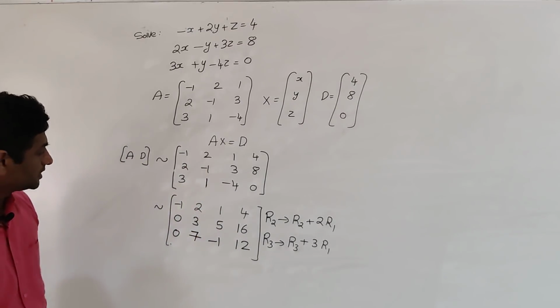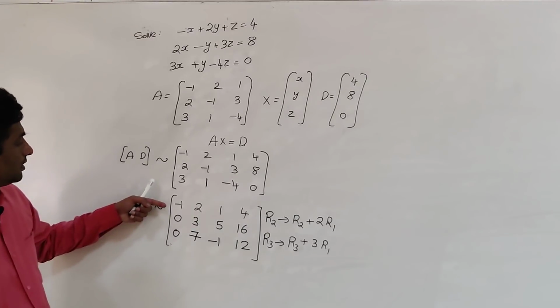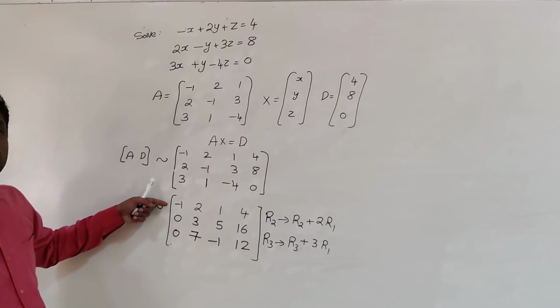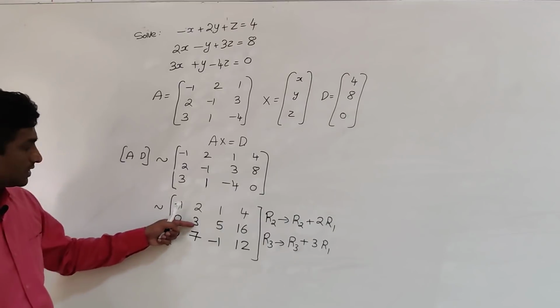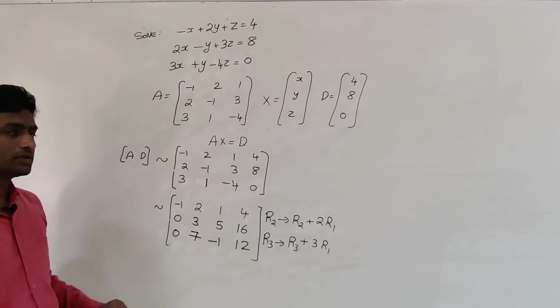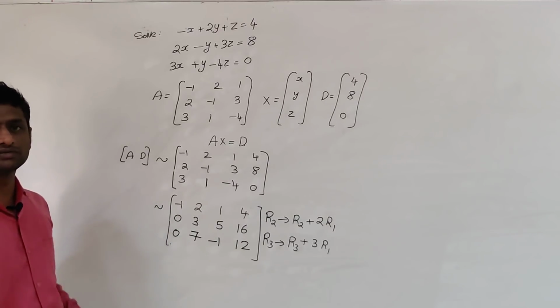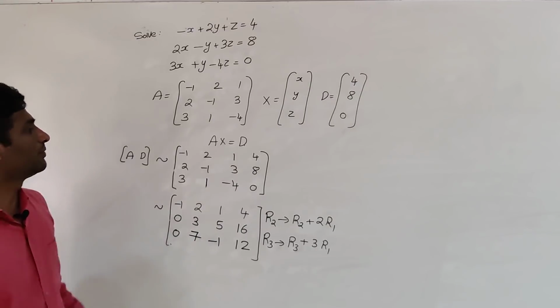Now is it in echelon form? No. Because the number of zeros before -1 is zero, before 3 is 1, before 7 is 0 or 1. So it is not increasing, so again we have to apply an operation. So what is the operation?